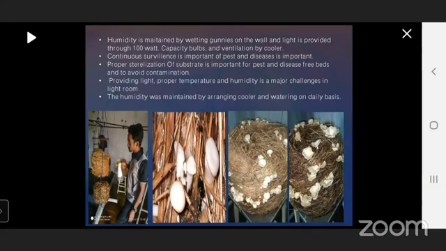We can also set up a cooler or a fogger to maintain the humidity. One simple method is that we dip a gunny bag into the water, spray water on the gunny bag, and spread it in the mushroom cultivation room. It will help improve the humidity, and it's a very easy and simple method, commonly used all over India. So this is about mushroom cultivation.